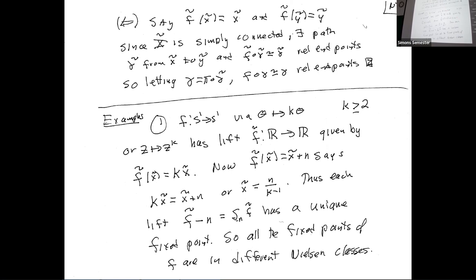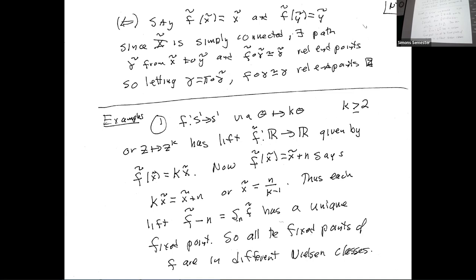In the covering space, the action is just multiplication by K. And we look at a particular lift. Here's the lift we care about. What if we have a fixed point upstairs? All the lifts upstairs look like a shift of this F tilde. So if a lift fixes a point, then you get this equation.